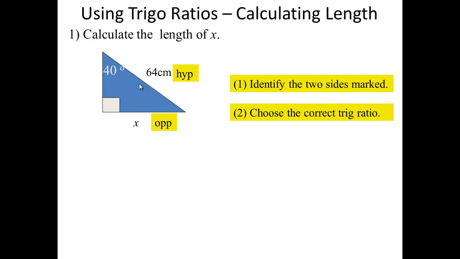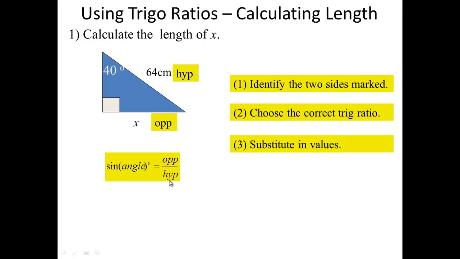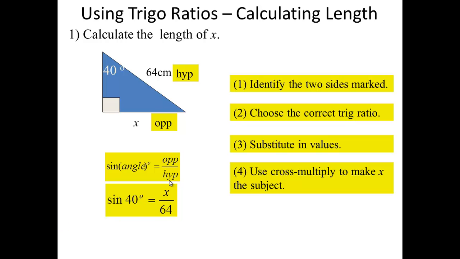We choose the correct trigo ratio. Opposite, hypotenuse, we have the relation of sine angle equals to the ratio of opposite over hypotenuse. We sub in the values and we do a cross multiply and we solve for x.